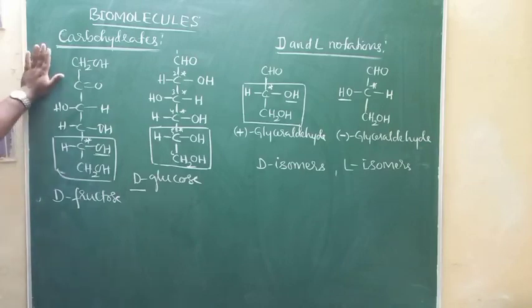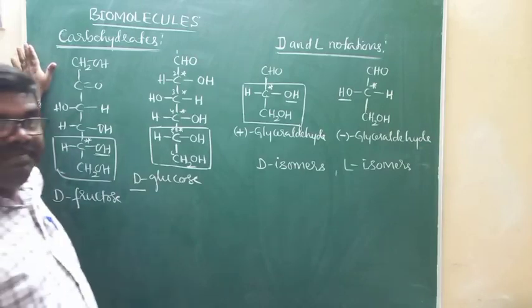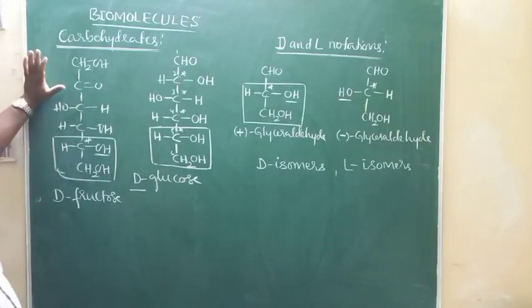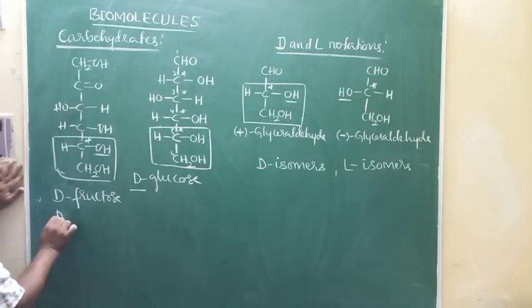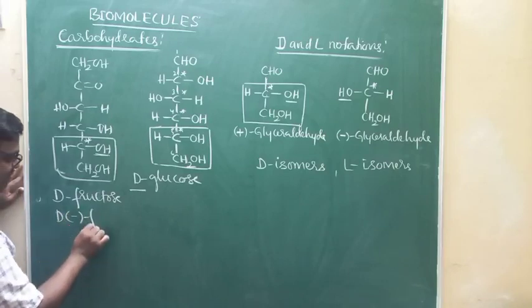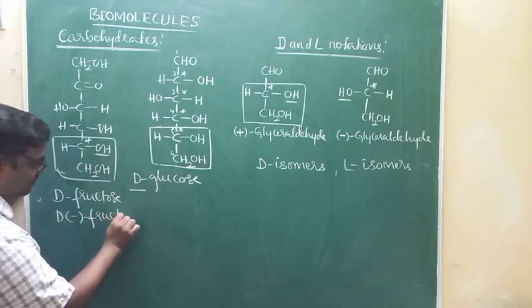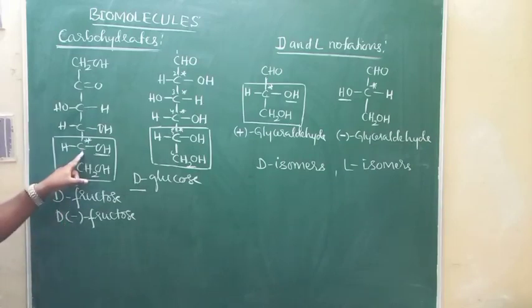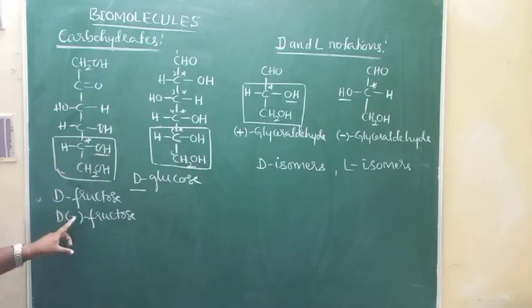But actually, fructose is levorotatory. In order to indicate the optical rotation of this fructose, we make use of one more sign, that is D minus fructose. D stands for configuration: the OH group at the lowest asymmetric carbon atom is on the right side. Minus indicates that fructose is levorotatory.